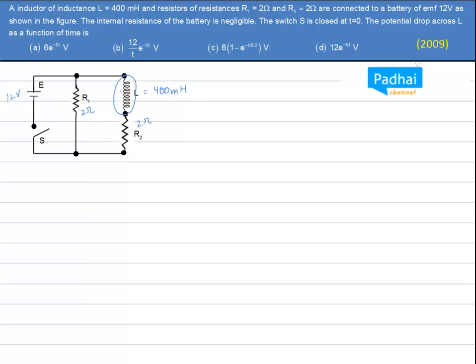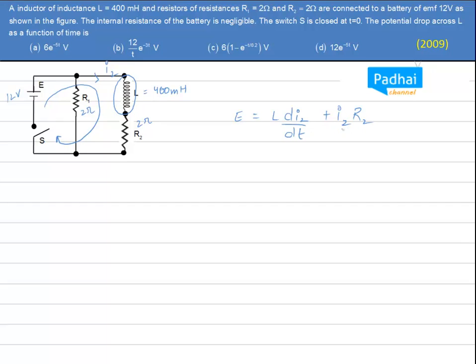First of all, if I use Kirchhoff's loop, and assume that current I2 is flowing in this, then using Kirchhoff's law, E equals L dI2 by dt plus I2 into R2.